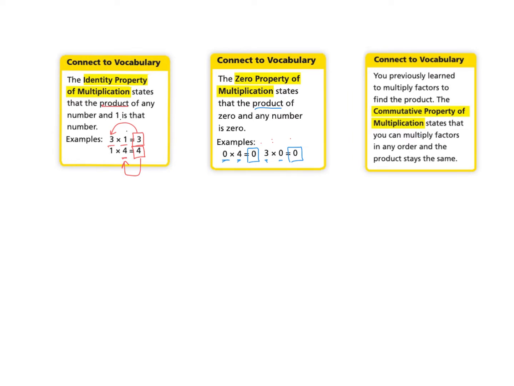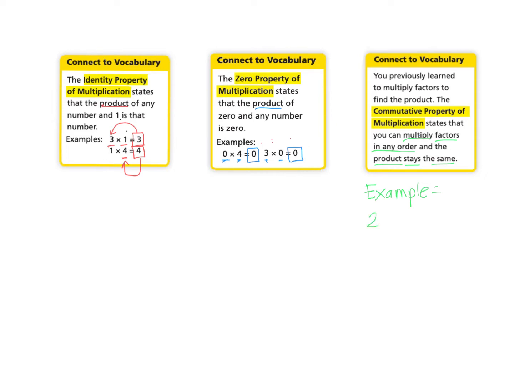Next, we will review the commutative property of multiplication, which states that you can multiply factors in any order and the product stays the same. So I'm going to provide an example of this property.